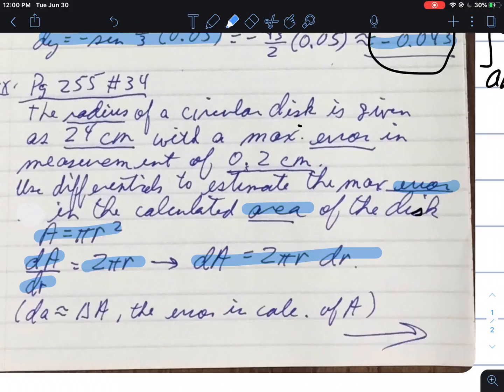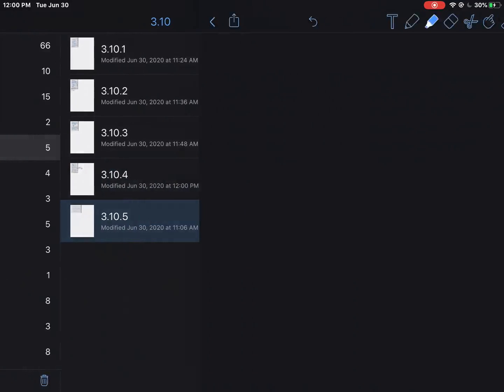So again, remember, dA is an approximation for delta A. Delta A is the amount of error in the area, and we're using dA to approximate delta A. Again, we're calculating the error in the area. Say that three times fast.